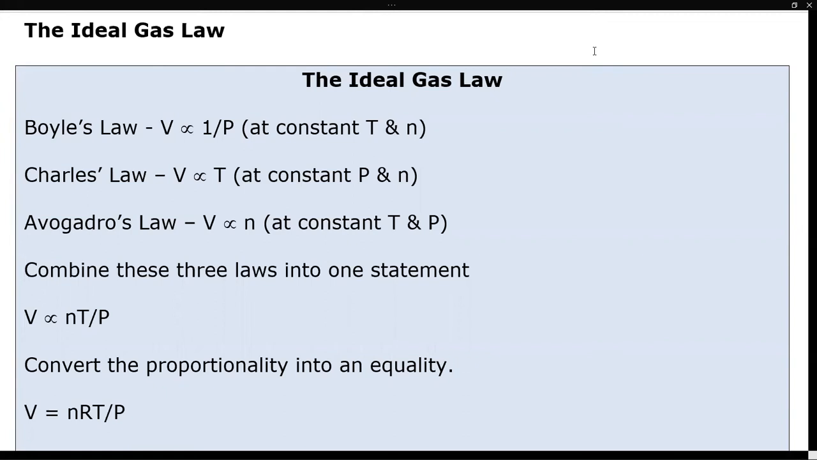Charles's law: the volume is proportional to the temperature at constant pressure and moles of gas. Avogadro's law said that the volume and the number of moles of gas are directly proportional at constant temperature and pressure. If we combine all of that, the volume is proportional to the moles times the temperature divided by the pressure. If we insert a constant of proportionality, which we'll call R, we can make that an equal sign. So V equals nRT divided by P.